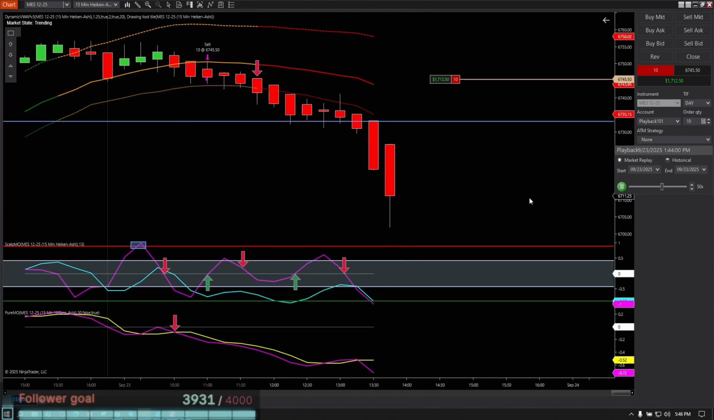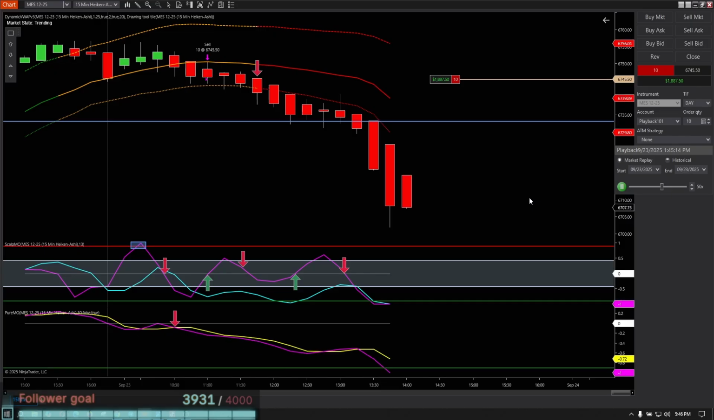So we're still in this to the short side, and we're just letting it run until we actually get a signal from PureMO that the trade is officially over. This is a very rules-based approach to trading, guys. I'm not sitting here wondering what price is going to do or anything. I'm following the rules. Now, if you were following ScalpMO, you would have exited the trade right here, okay? That would have been the end.